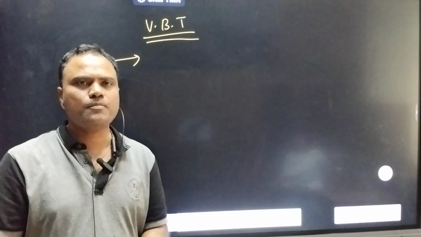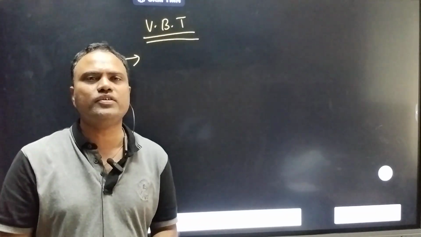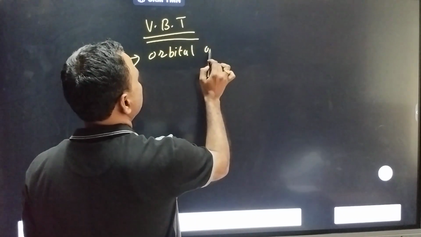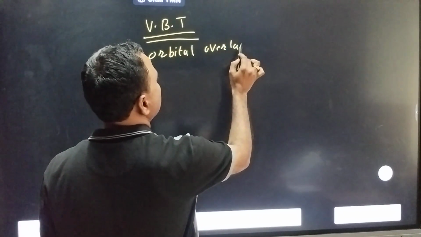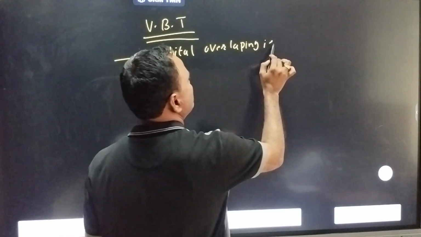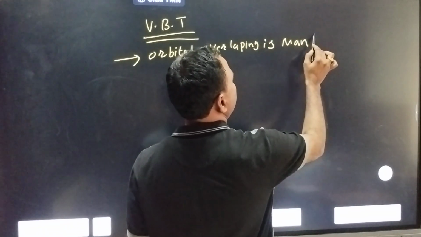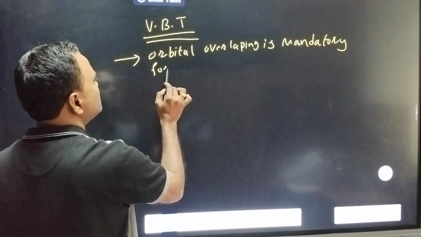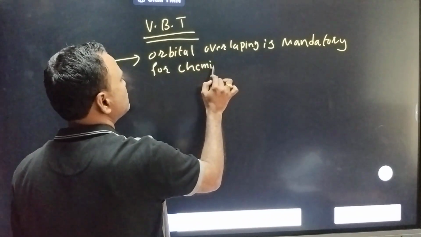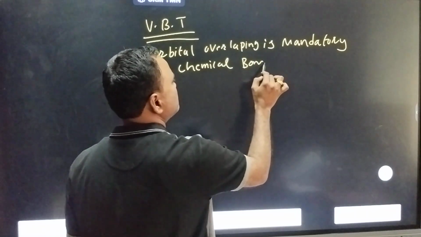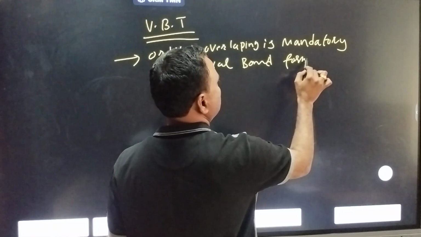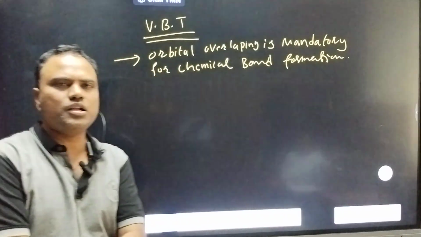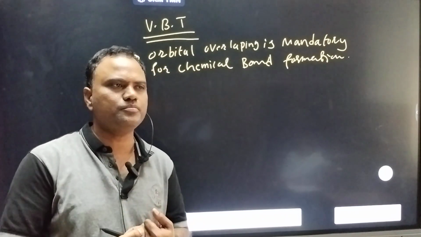According to valence bond theory, orbital overlapping is mandatory for chemical bond formation. Orbital overlapping is mandatory, important. Overlapping of orbitals is important.